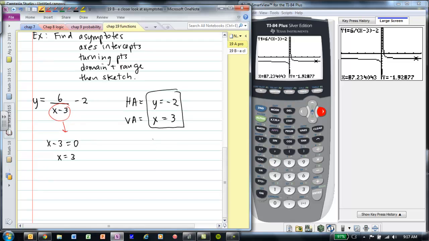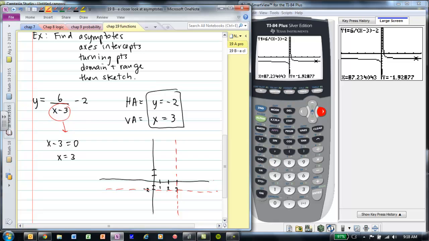And when I graph, the asymptotes are listed as a dotted line. So it's a terrible graph, but 1, 2, 3, and 1, 2. So you would put a dotted vertical line at x equals 3, and a dotted horizontal line at y equals negative 2. Alright? Now at this point I want to find any x and y intercepts. And I just use my normal methods for doing that.